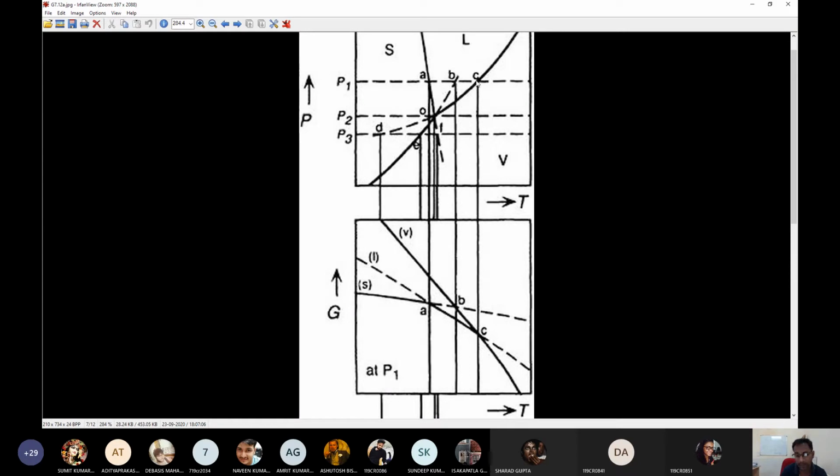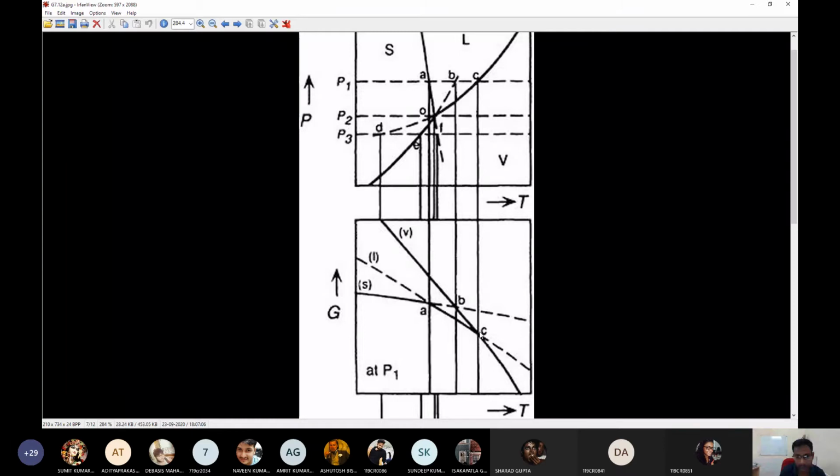Likewise, I have to draw something from C, TC and beyond, where the molar free energy of the vapor phase has to be minimum. At the same time, the molar free energy of the vapor phase must also be a negative slope line. So this is the molar free energy line of the vapor phase, a little steeper than the solid, and it represents the line from C and beyond.